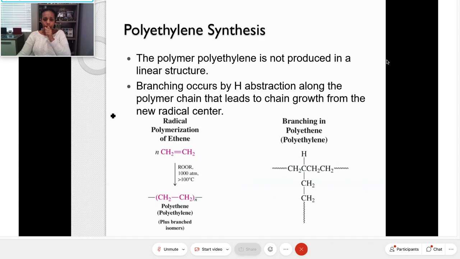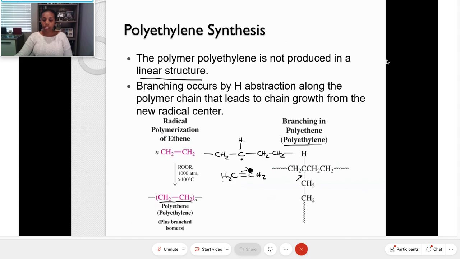This happens to make the polymer polyethylene. It's a radical reaction. We don't make it in a linear structure. There is branching, so it doesn't just go, oh, nicely, CH2, CH2, CH2, CH2, all the way in a line. What happens is that we end up with this CH2 where one of the hydrogens gets abstracted. So we are continuing this either direction, but somewhere in the middle, we end up with this carbon that is a radical.